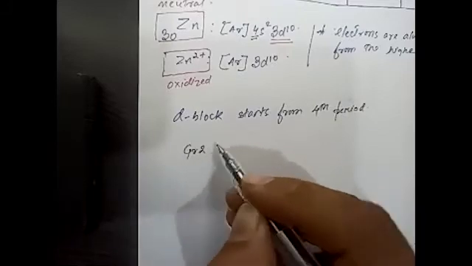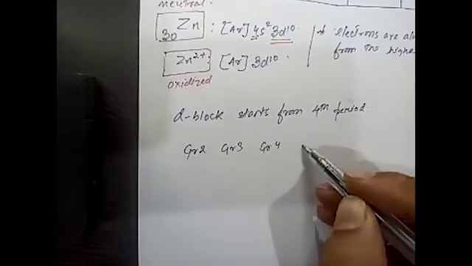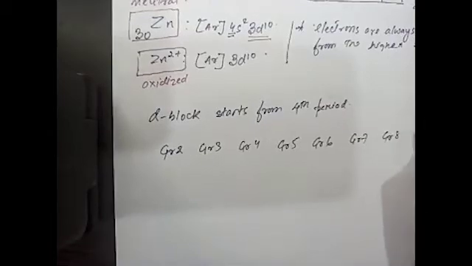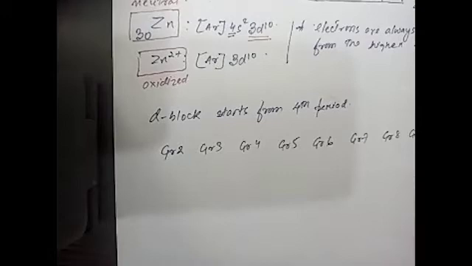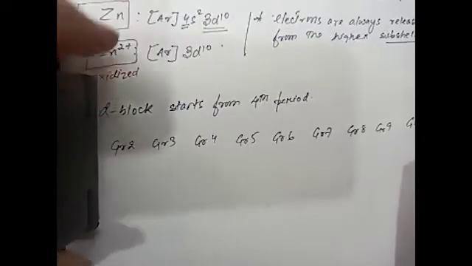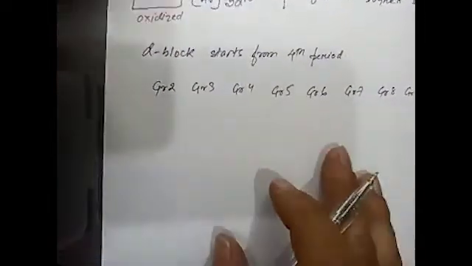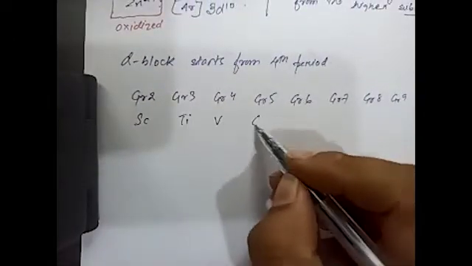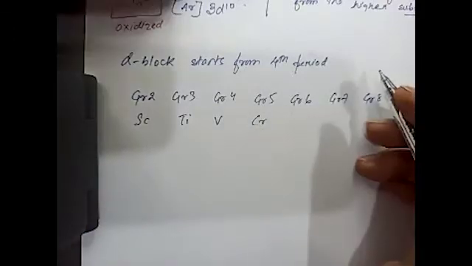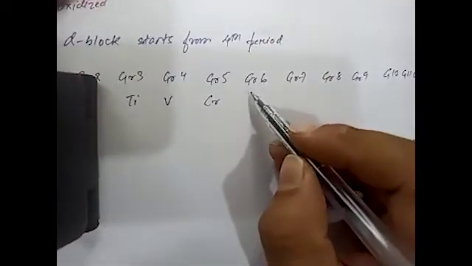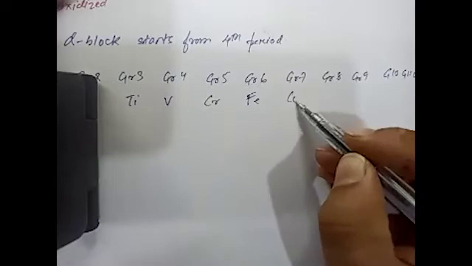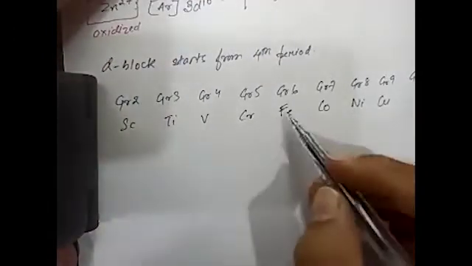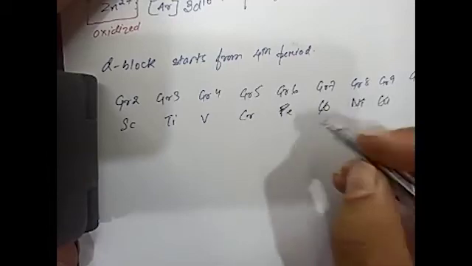So group 3, group 4. What are the elements? Scandium, titanium, vanadium, chromium, then manganese, then iron, cobalt, nickel, copper. Fe, Co, Ni, Cu. Okay. Oh, I just made a mistake. It is manganese.